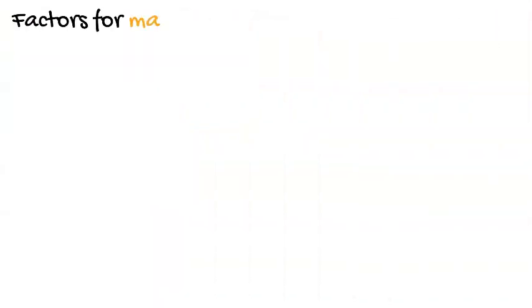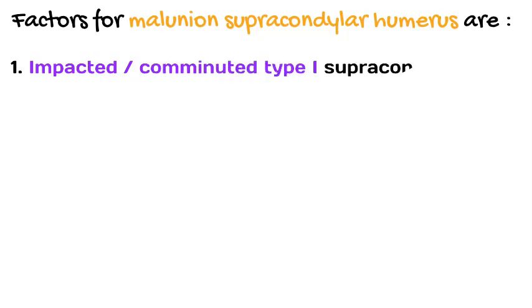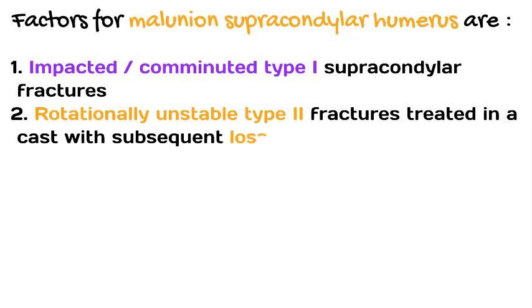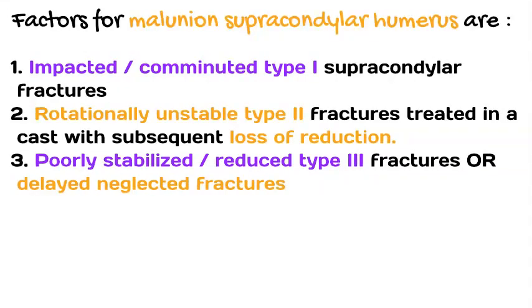Factors for malunion of supracondylar humerus fractures are: 1. Impacted or comminuted type 1 supracondylar fractures. 2. Rotationally unstable type 2 fractures treated in a cast with subsequent loss of reduction. 3. Poorly stabilized or reduced type 3 fractures, or delayed, neglected fractures.